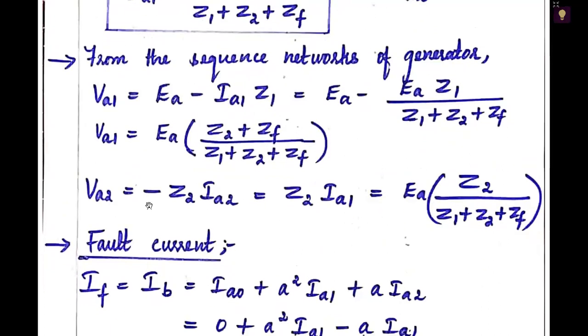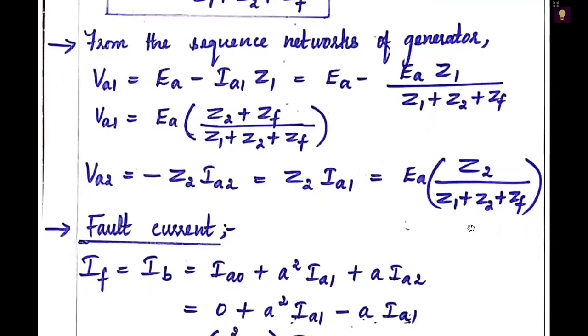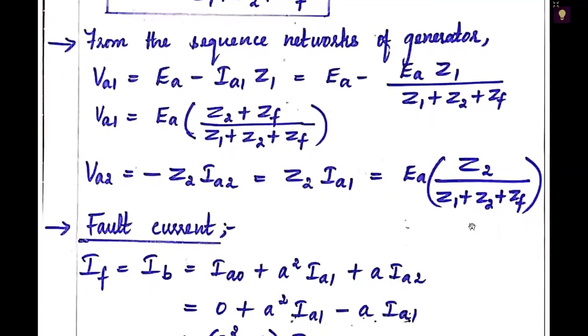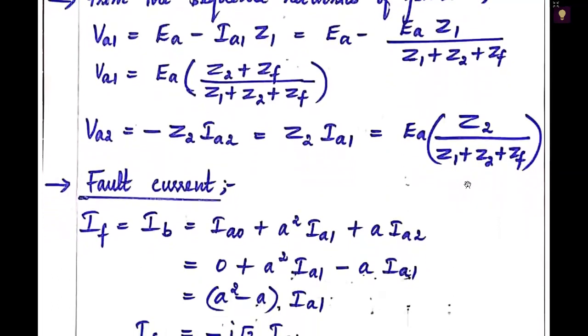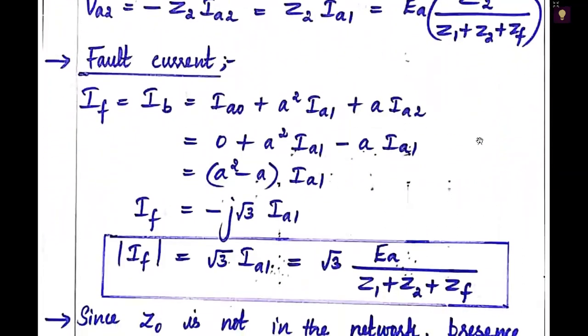Now VA2 is equal to minus Z2 into IA2, and minus IA2 is IA1. So substitute for IA1: VA2 is equal to EA into Z2 divided by Z1 plus Z2 plus ZF. So we got the expressions for the sequence voltages also, the positive and negative sequence voltages.